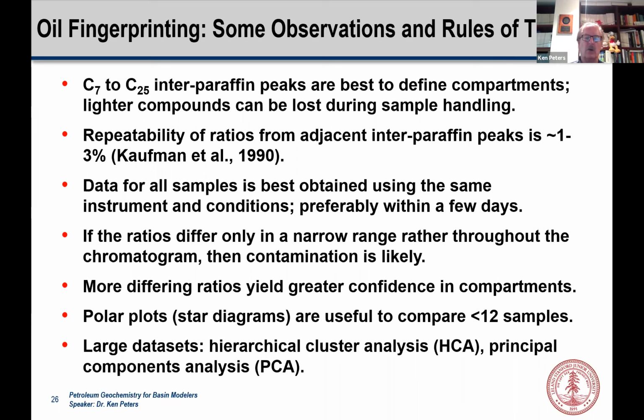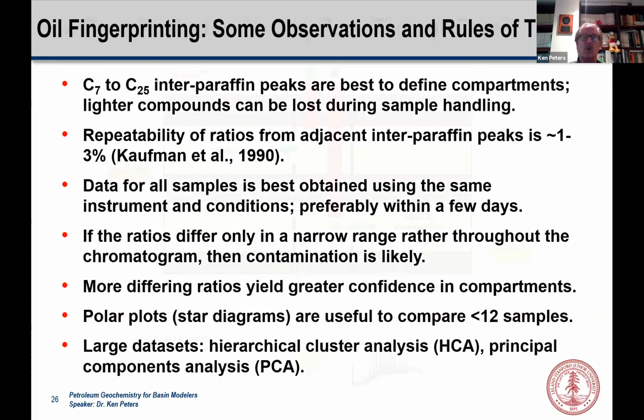Polar plots are used to compare usually no more than about 12 samples. Once you get more than about a dozen samples, it really becomes difficult to figure out what you're seeing. So you really want to use chemometrics. We call it chemometrics for large data sets. Things like hierarchical cluster analysis or principal component analysis. We'll talk a little bit about those later. Those are very powerful tools, and when you get large data sets, they're indispensable.